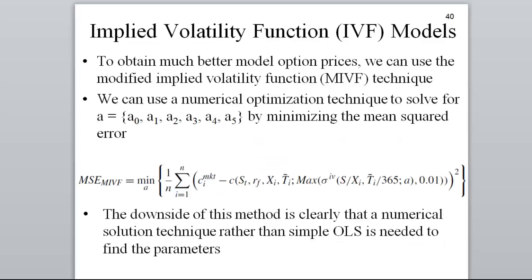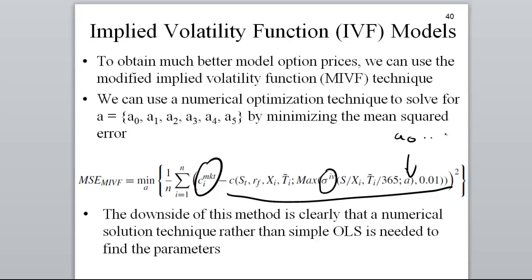A different way of doing the same problem would be to do a minimization between the market price and this function where we have all the parameters that we had before. So the sigma IV is that regression where we have the A vector that goes from A0 up to A5. And the whole idea is, well, let's try to find the A's so that it minimizes the difference between the market price and the call price under this implied volatility function model.